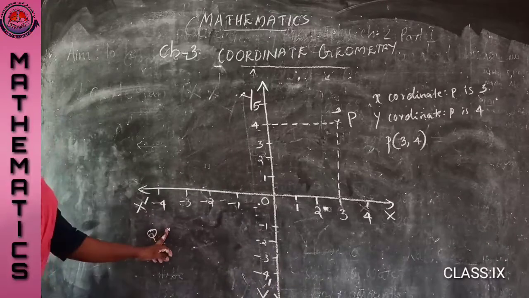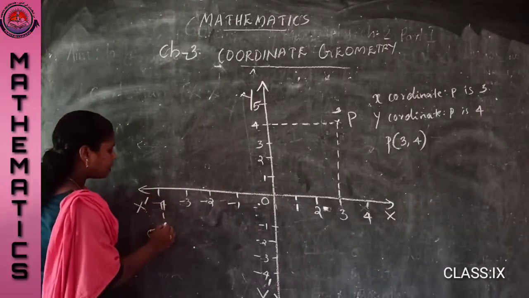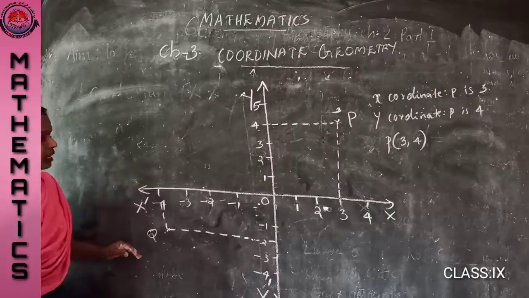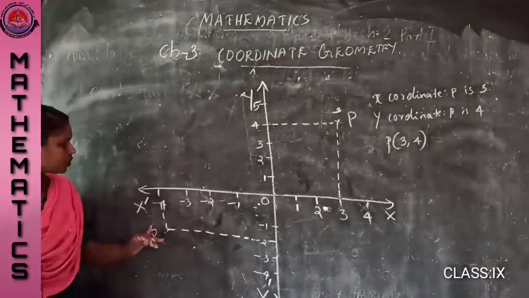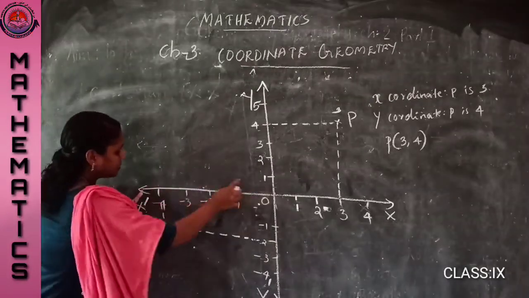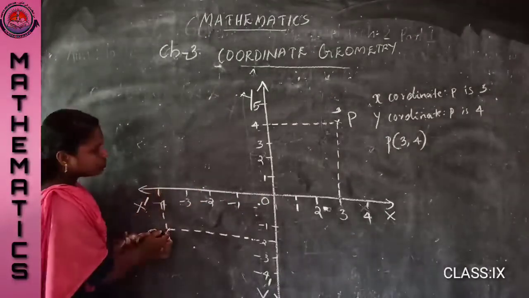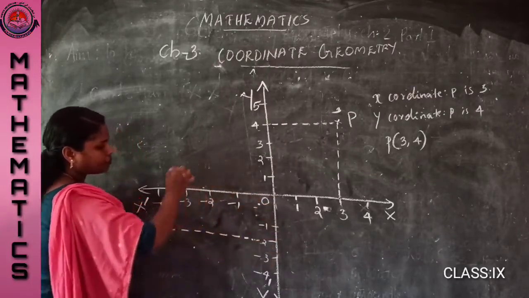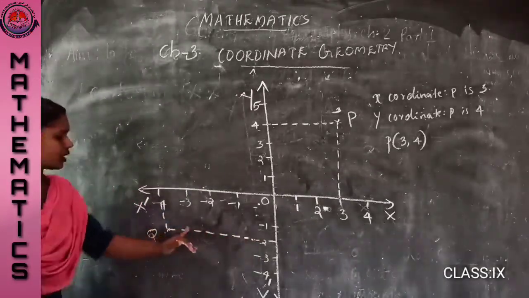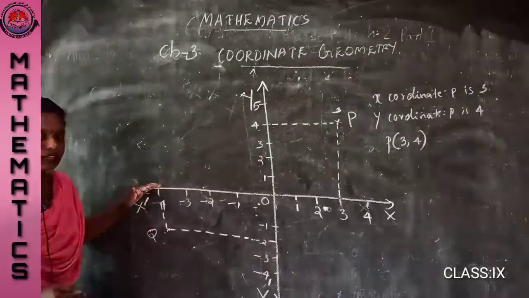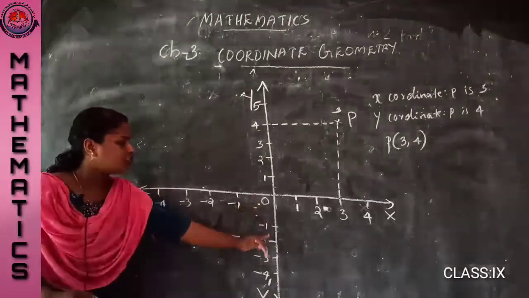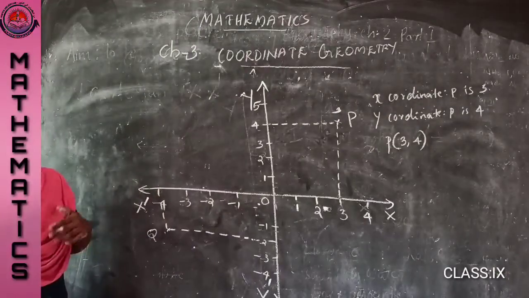And here we have another point Q. Here also we need to draw perpendicular lines like this. Here we need to write the x coordinate and y coordinate of Q. The distance between the x dash axis and Q is measured along the y-axis, that is the y coordinate of the point Q is 2, and the x coordinate is in the negative direction, so we need to take negative 2 and negative 4. Y coordinate is negative 2 and x coordinate is negative 4.